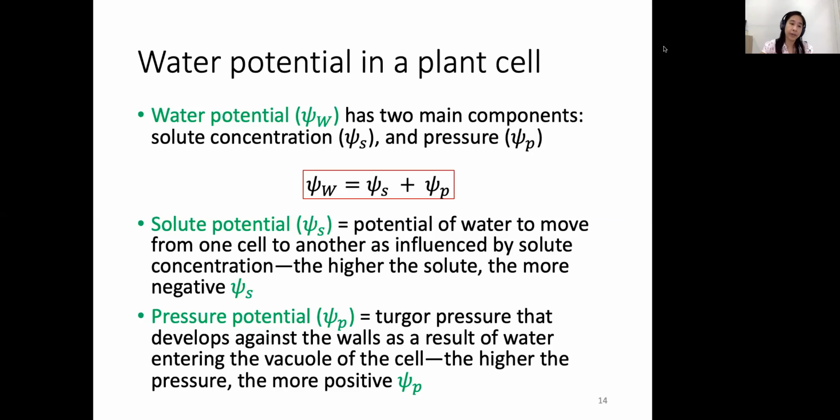Alright, we learned from the previous video about water potential, and now I'd like to remind you again about what water potential is, especially in a plant cell. Water potential is the tendency of water to move, and it has two components in the plant cell: solute concentration, or psi S, or solute potential or osmotic potential, and pressure potential, or psi P, which in our case is the turgor pressure. Psi W is equal to psi S plus psi P.